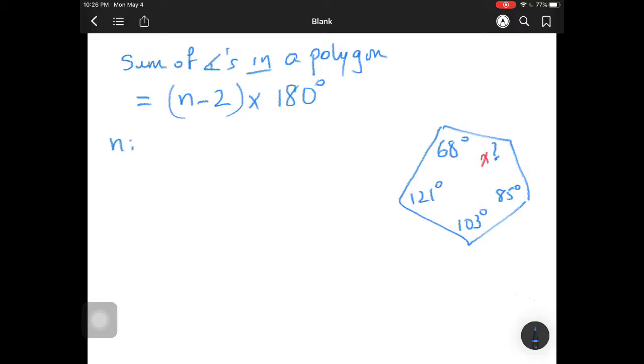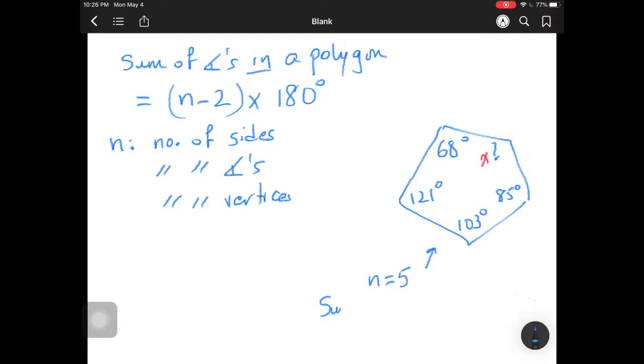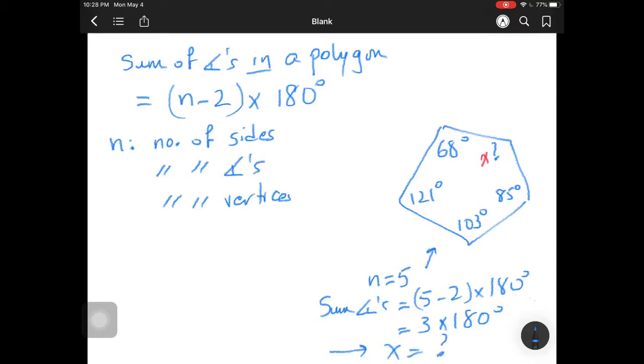What is n? N is the number of sides or the number of angles or the number of vertices. In a polygon, these are all the same. So in our case here, n is 5, which means that the sum of angles equals 5 minus 2 times 180 degrees, which is 3 times 180 degrees. So this way you can find what X equals.